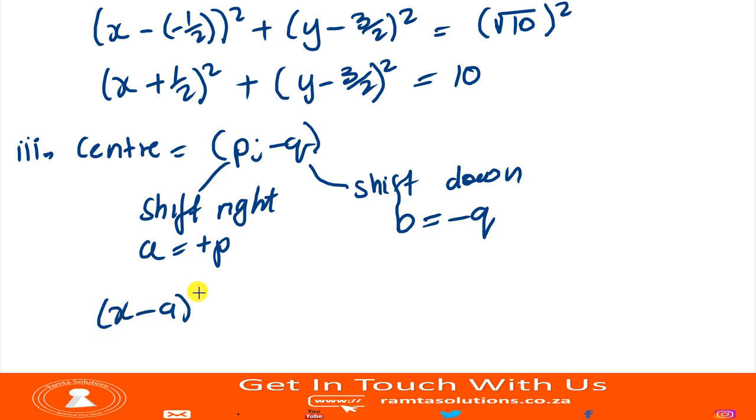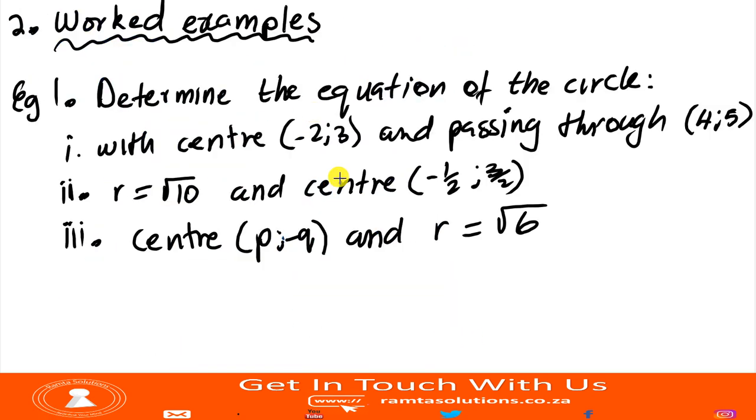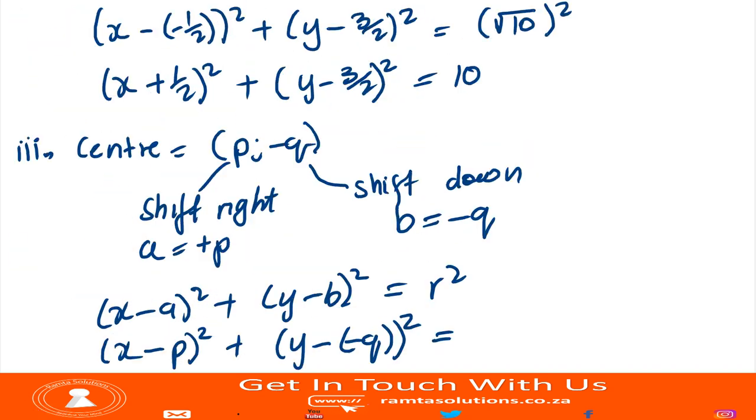Now let's substitute. X minus A all square plus open Y minus B all square equals R squared. What is A? A is positive, so it's X minus P close all square plus Y minus, what is the value of B? It's minus Q close all square equals, what is R? They said R is root 6. Okay, inside bracket. So this is how we substitute.